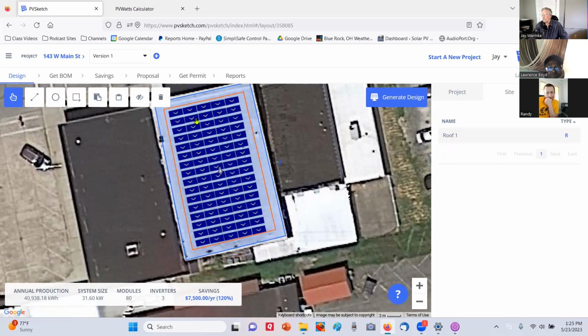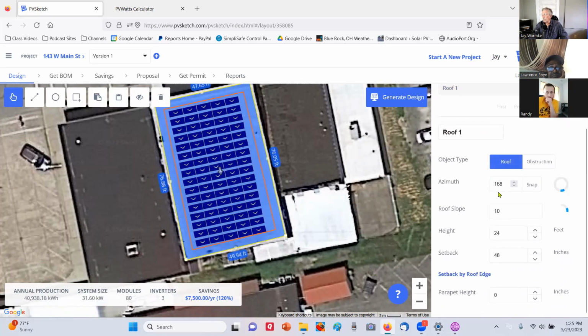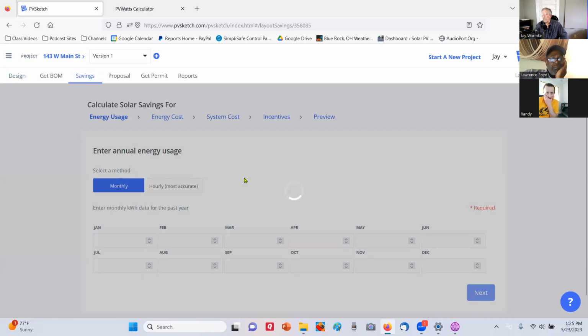So after you've defined that and got everything laid out the way you would like it, this will show you that it's an azimuth of 168, roof slope of 10 degrees, height of 24 feet, setback of 48 inches. So that's kind of the way that is. Then we would go into the savings area.